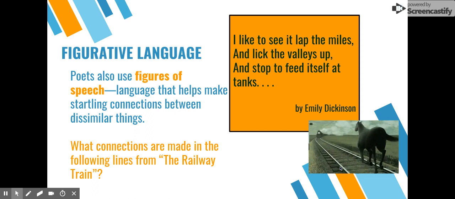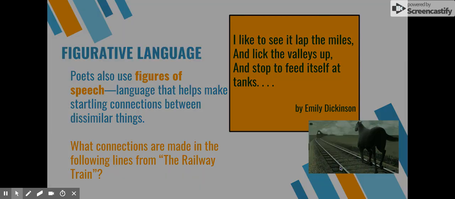I like to see it lap the miles and lick the valleys up and stop to feed itself at tanks. You can think, okay, well, maybe we're talking about a horse here because we're talking about lapping the miles and licking and stopping to eat, but we're actually talking about a train. They're making a comparison, a metaphor between those two things. It helps us think about things in a different way, which is one of the cool things about figurative language.